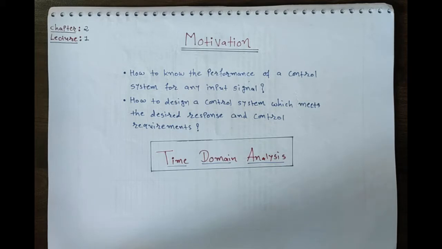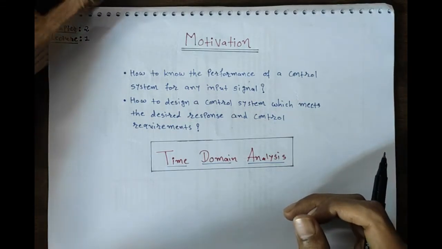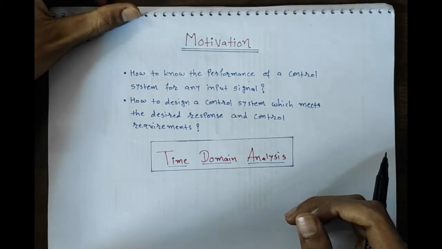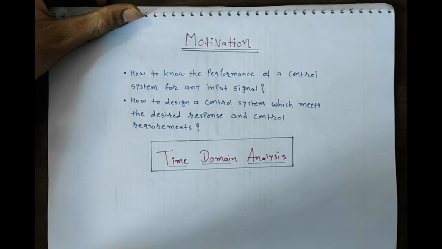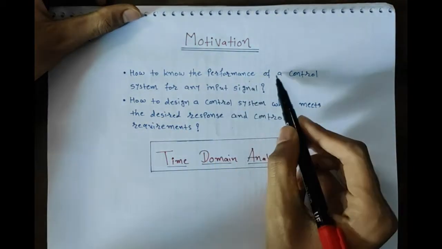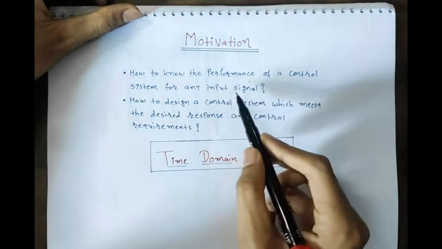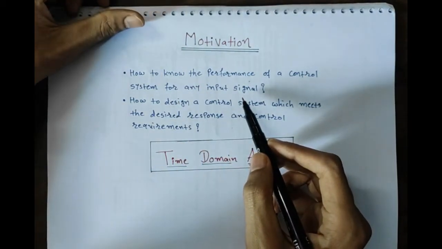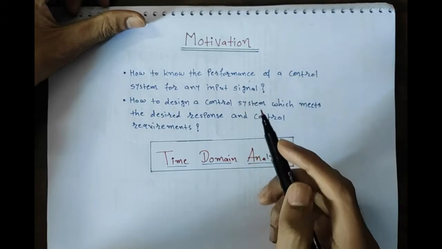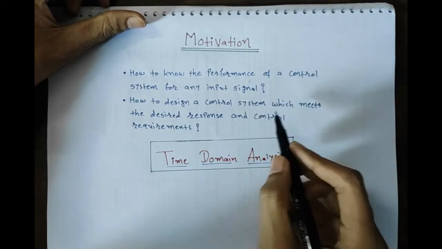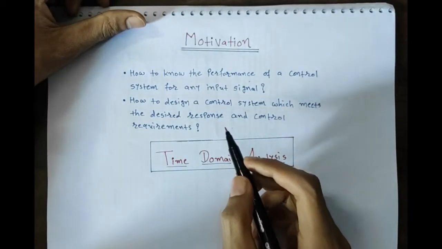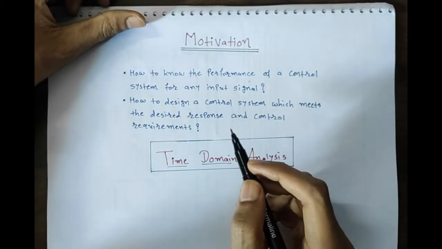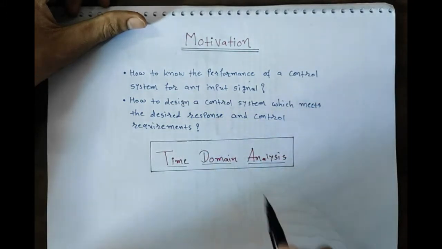What we learn today is, once I have a model, what could I do with it, or how does the model behave. The first thing is, after I obtain the model, how to know the performance of that control system for any input signal. The next thing is how to design a system which meets some desired response. It could be some natural response or even to fit control requirements. That is what we are going to study.